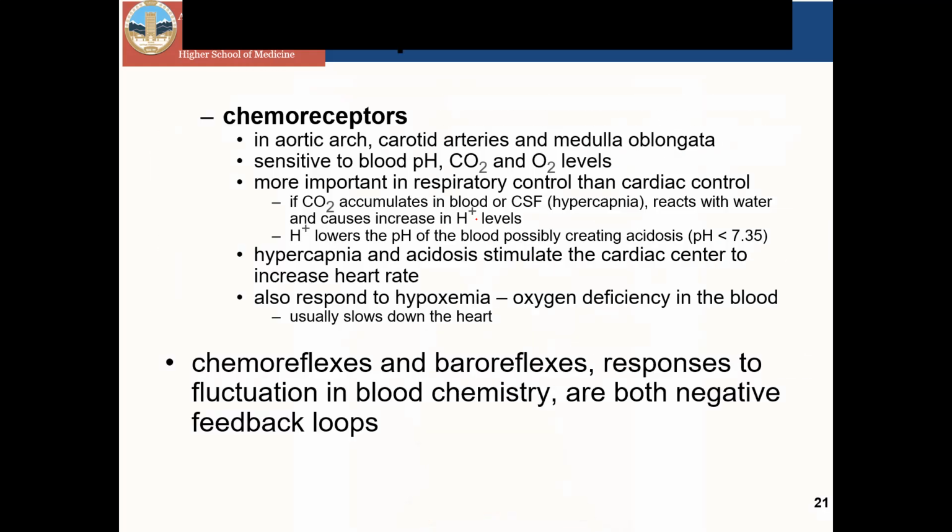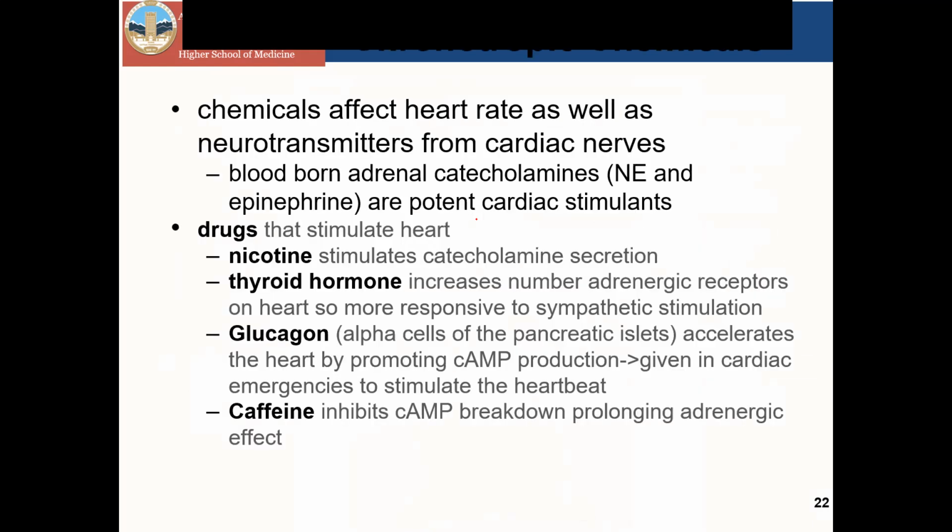Very good. Next, chemoreceptors: pH, CO2, and oxygen levels. Please read it deeply in the book, here.